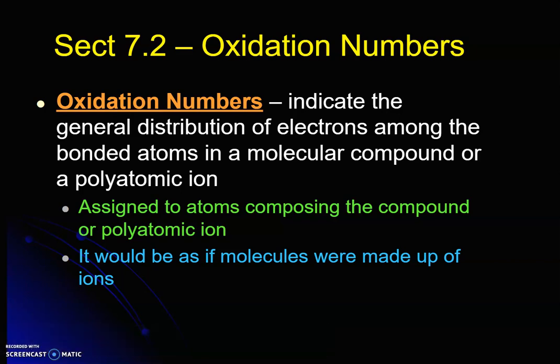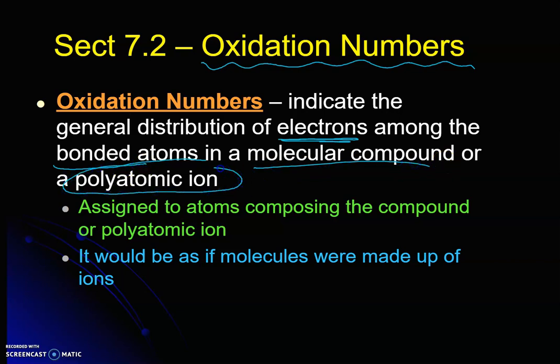Alrighty, in this video we are going to talk about oxidation numbers. Oxidation numbers are something that we use to show the general distribution of the electrons in any of our bonded atoms or in our molecular compounds. This gives us an idea of where the electrons are in our polyatomic ions. It's as if you were to make charges for molecules.